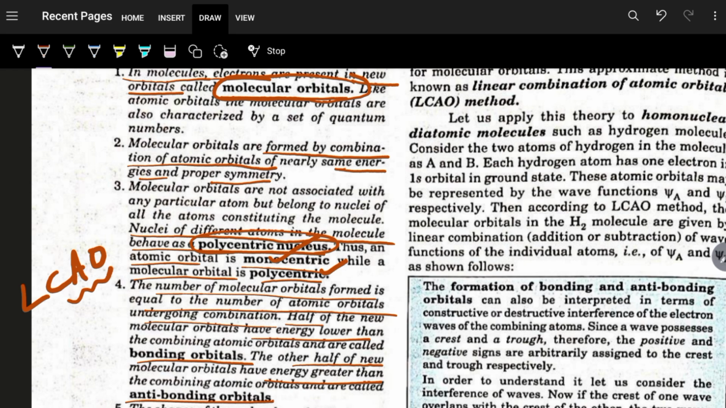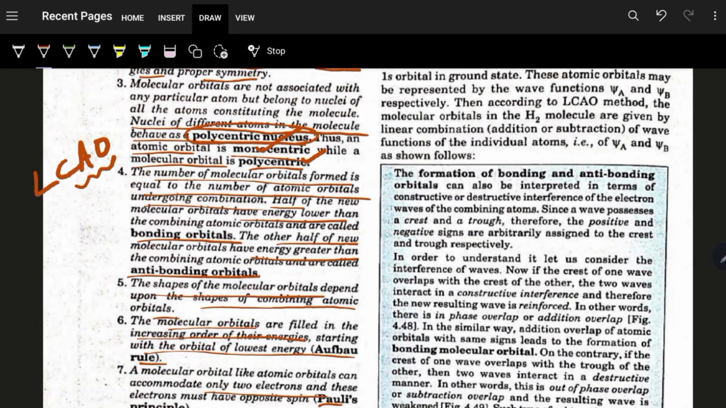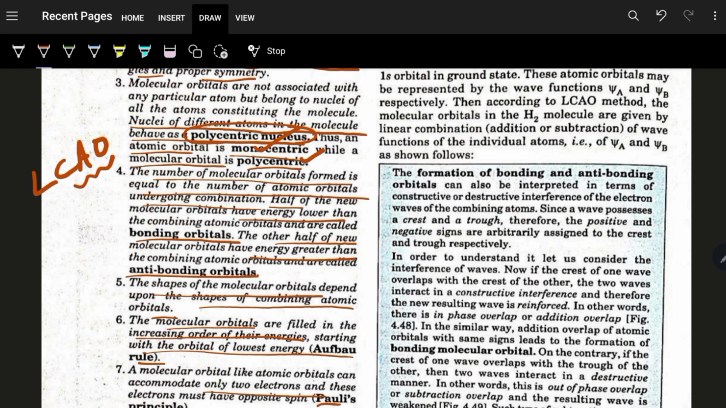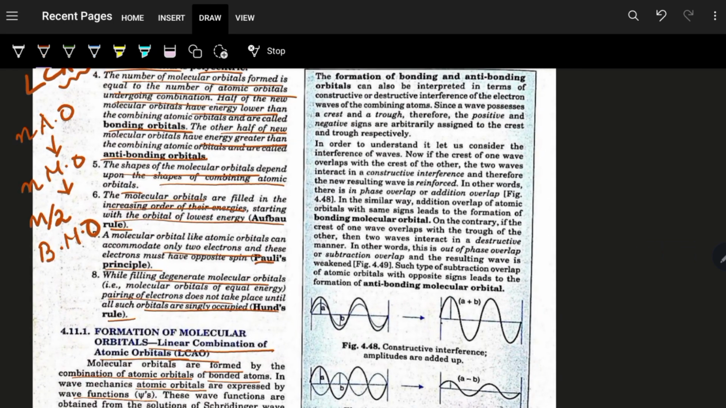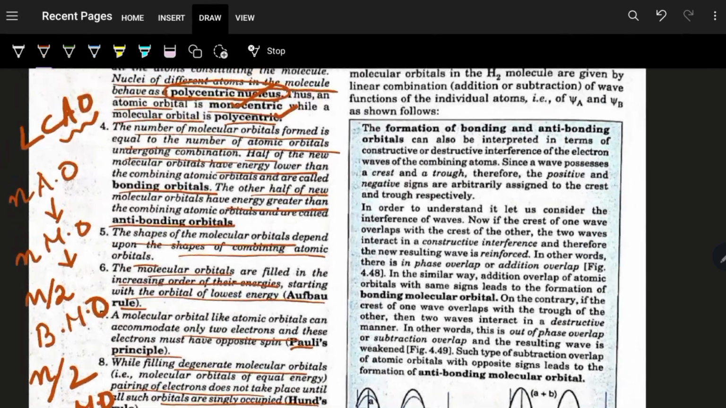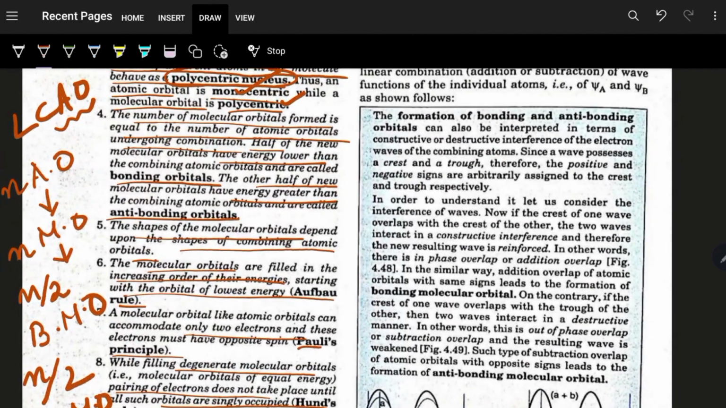The number of molecular orbitals formed is always equal to the number of combining atomic orbitals. So if n number of atomic orbitals combine, it will give rise to n number of molecular orbitals, out of which half of the molecular orbitals, say n by 2, have bonding symmetry, or they are bonding molecular orbitals, and the rest n by 2 are anti-bonding molecular orbitals. Now, what is bonding and what is anti-bonding molecular orbital? We are going to see.